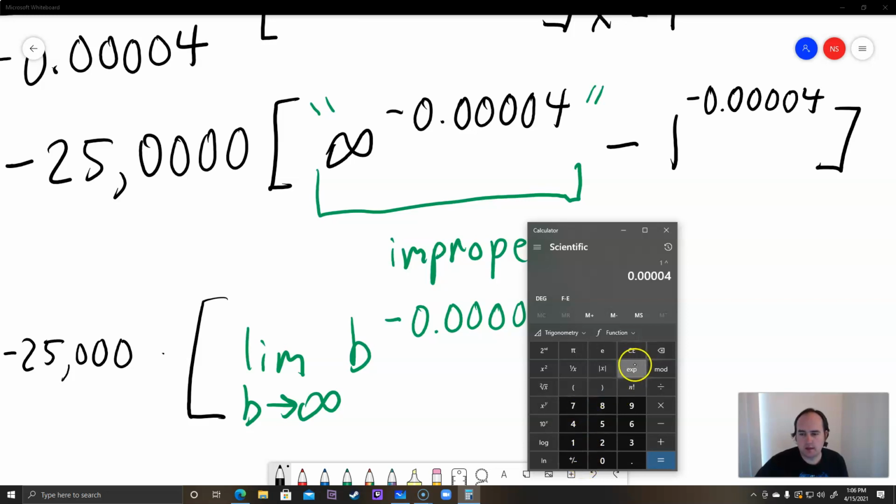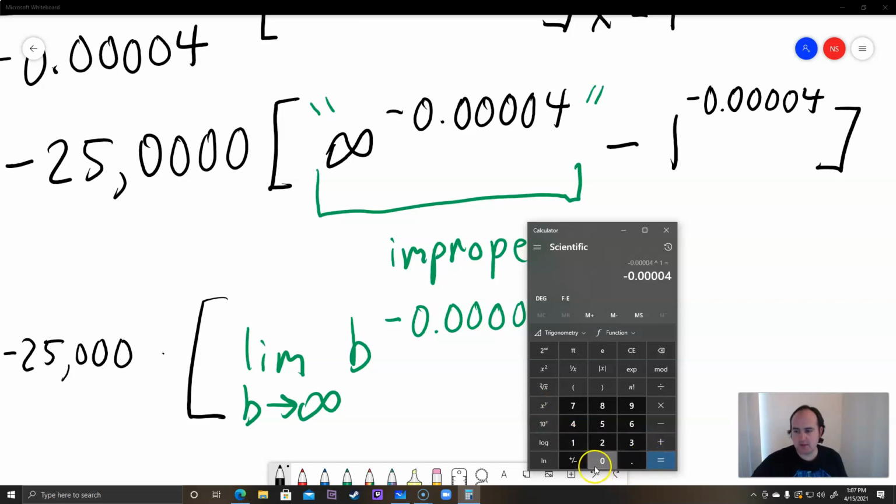Okay, I did not do that right. I'm not very good with this calculator here. I think you have to do it in the opposite order. Okay, so first we're going to do clear. Okay, so 0.00004. Change it to a negative, and then I do x to the y to the 1.